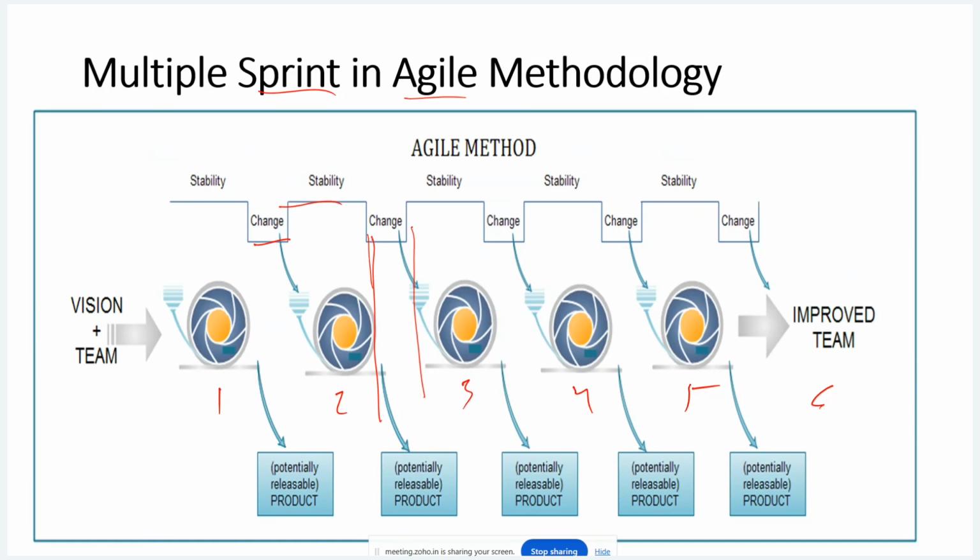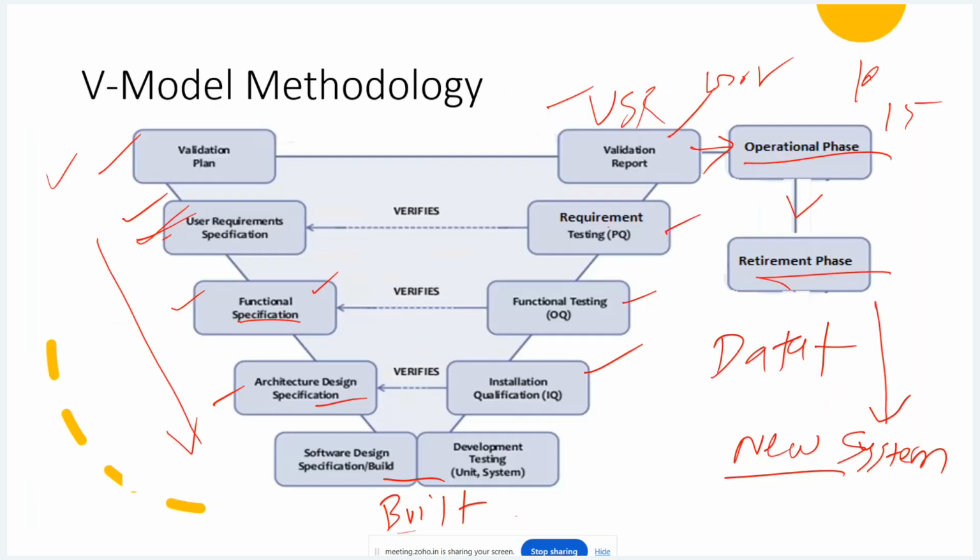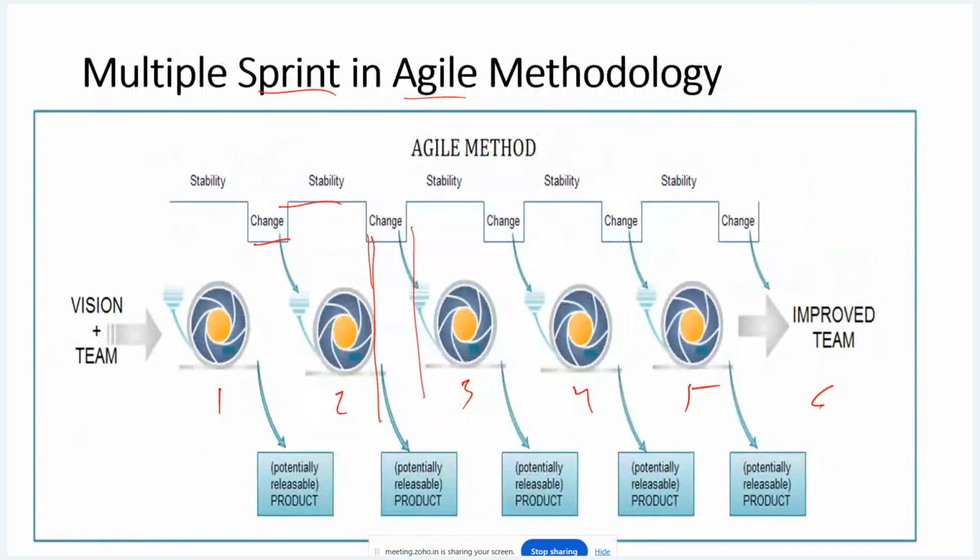Here, like in the V model we have a URS, correct, where we mention all the requirements. But here there is no URS. We have a product backlog, where we mention the requirements. And I'm going to develop the requirements in this one cycle.